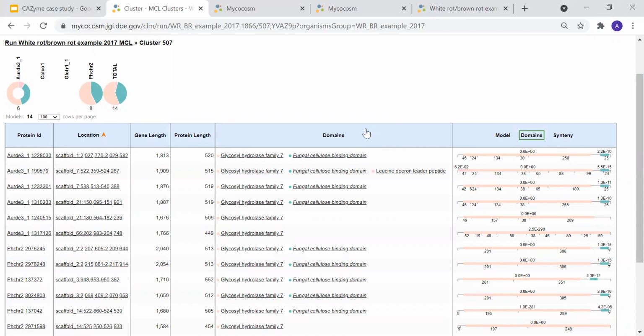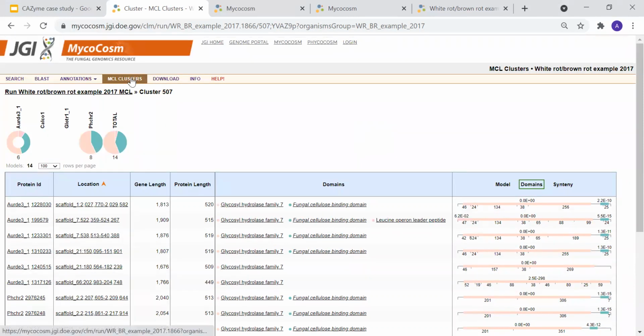So it's really a valuable tool to see what we might want to explore of particular protein domains, and really what sets apart white rot and brown rot fungi. So now this is the end of our MycoCosm exploration of the differences of white rot and brown rot fungi. Now let's wrap up.